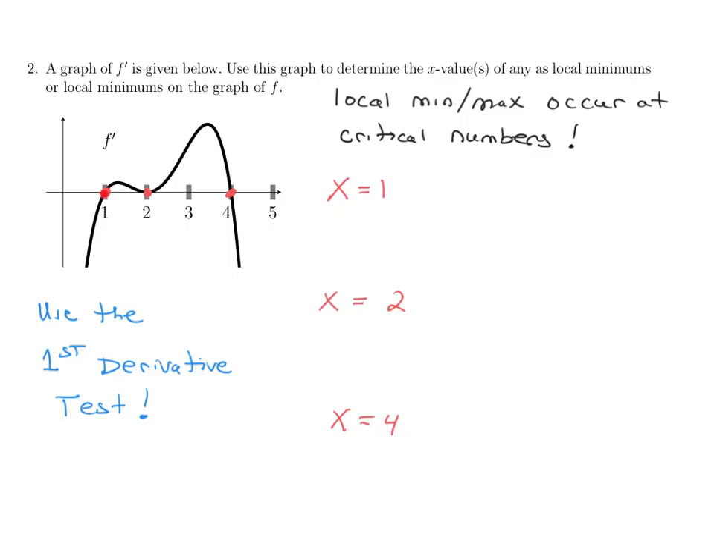All this means is around each critical number, you just have to check to see if your derivative goes from positive to negative, negative to positive, or neither. It doesn't change. It stays positive or stays negative. Let's start with the one at x is equal to 1. The derivative goes from a negative value to a positive value. So if you go from negative to positive on the derivative, that means the original function is decreasing and then it is increasing. This must be a local min.